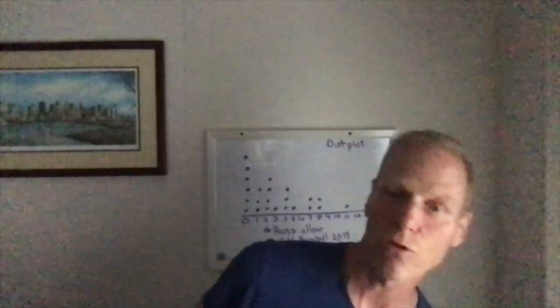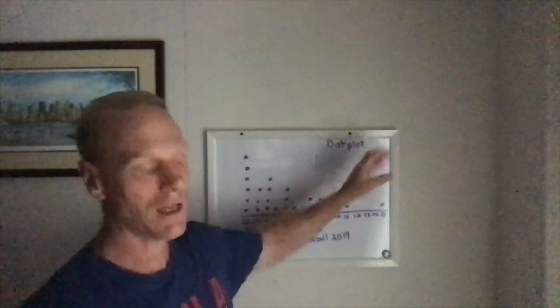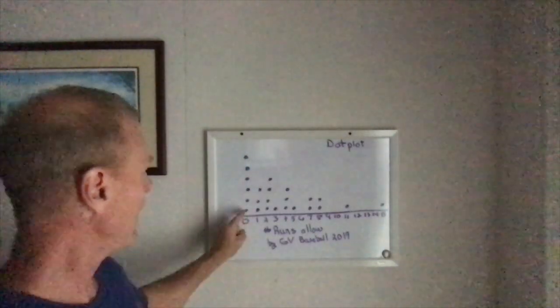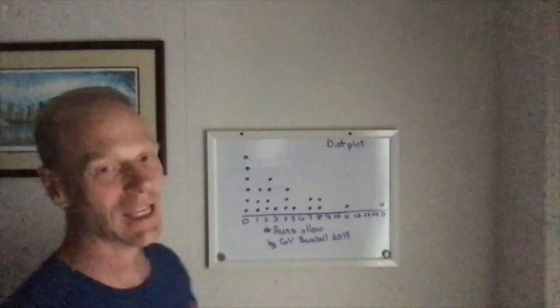A dot plot, what you do is you write a number line. And then after the number line, you have all your data. I was using my phone. And each one of these dots represents a piece of data. In this case, each dot represents a game.